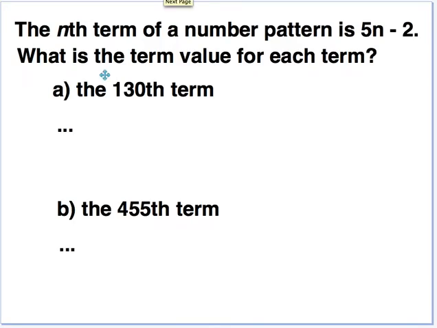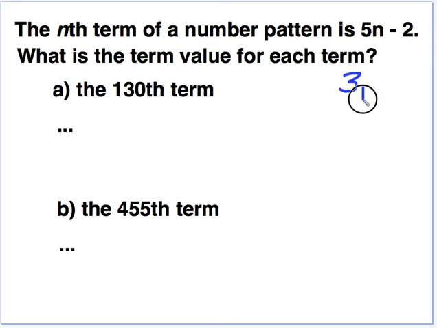Algebra! The nth term of a number pattern is 5n minus 2. Whenever you see this, do not panic. The nth term is just a tool that we use to determine which number in a pattern is represented. So, for example, the first term within this series is just 5 times 1 minus 2, which is 3.